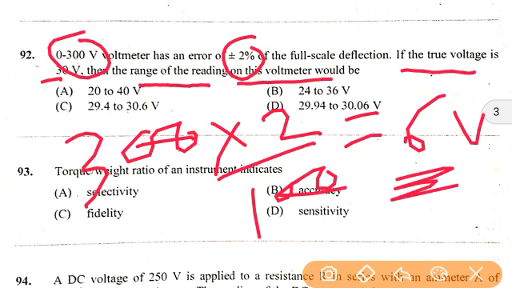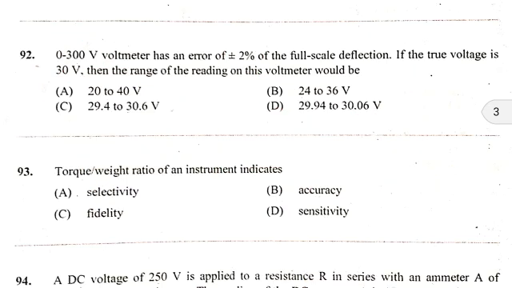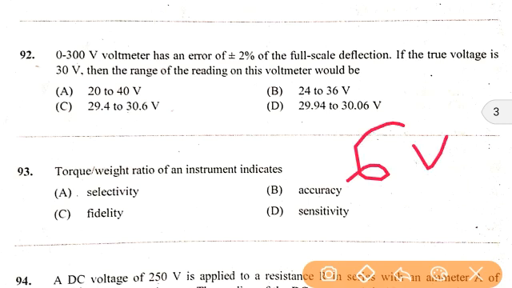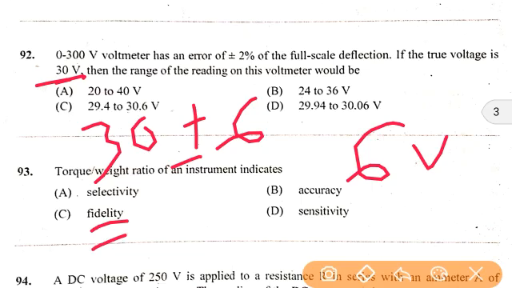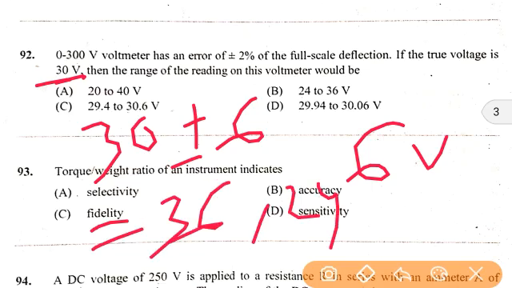So for 300 volt, it is 6 volt. So plus or minus 6 volt is the error. Here the true voltage is 30 volt, so it is 30 plus or minus 6 volt, that is 36 volt and 24 volt. Option B will be the correct answer.